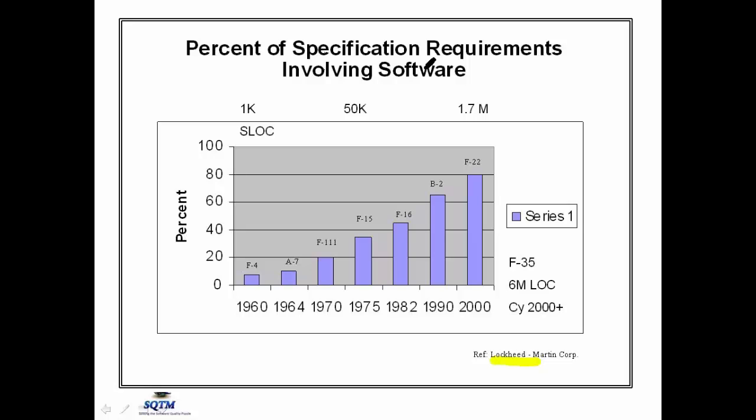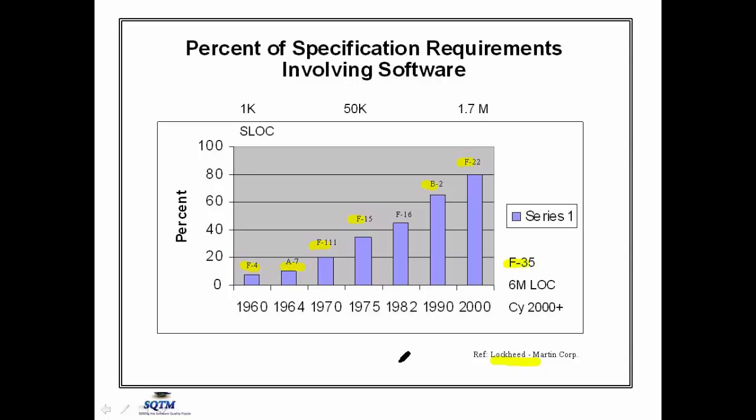So when we have a new system, and this is Lockheed Martin's over many generations of their fighter planes. In the 60s is the F-4. Each one of these is the latest generation of American fighter planes, the U.S. Air Force planes, the A-7, the F-11, in the 70s the F-15, in the 90s the B-2 bomber, in the 2000s the F-22, and now Lockheed Martin is developing the F-35.